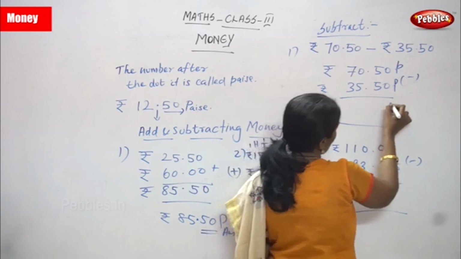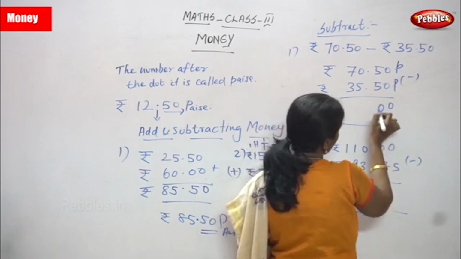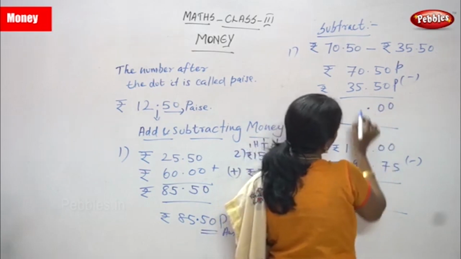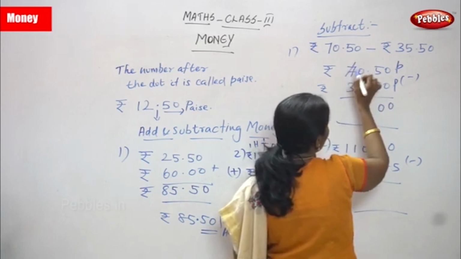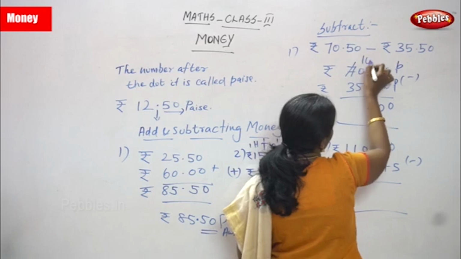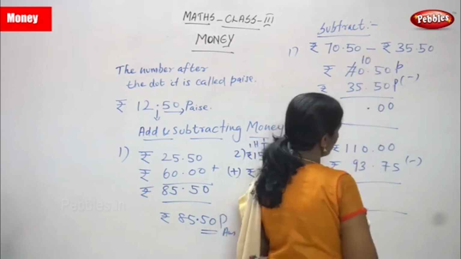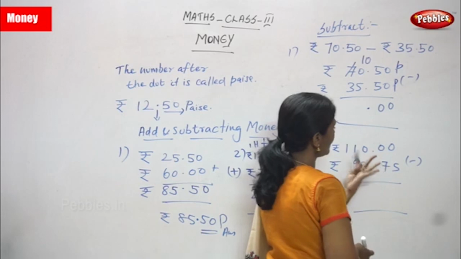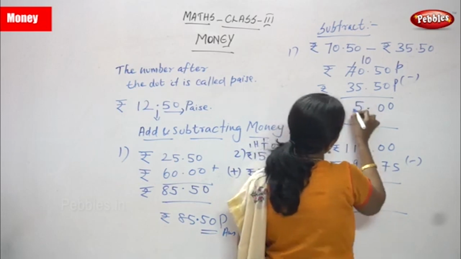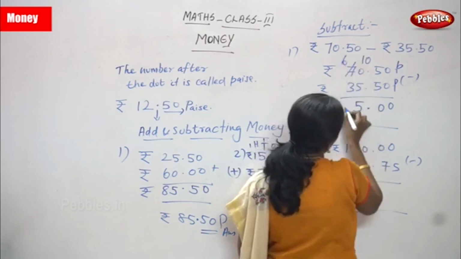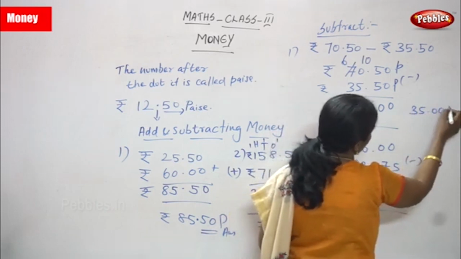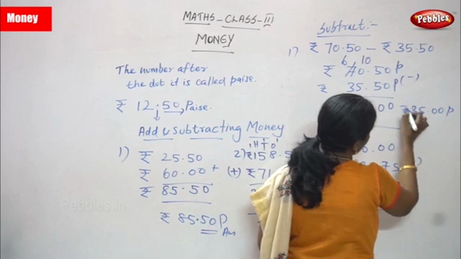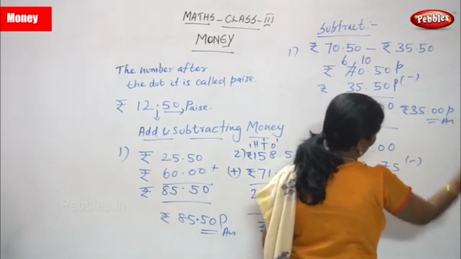Okay, so 0 minus 0 is 0, 5 minus 5 is 0. Then you have to put a dot. 0 minus 5 is not enough to subtract, so you have to borrow from 7. So this 0 becomes 10. 10 minus 5, backward counting: after 5, 6, 7, 8, 9, 10. So you have to write 5. So it becomes 6, 6 minus 3 is 3. So the answer is 35 rupees. 35 rupees is the right answer for the question.